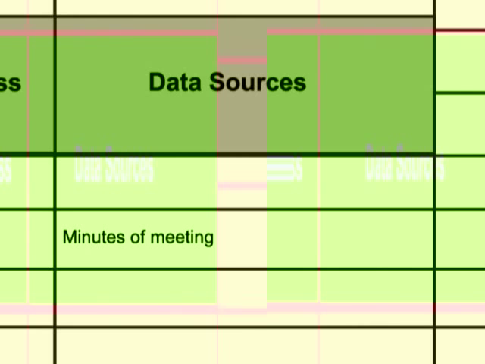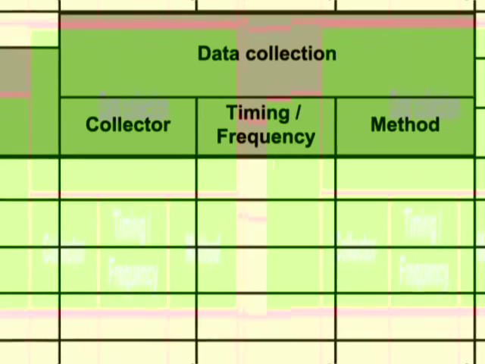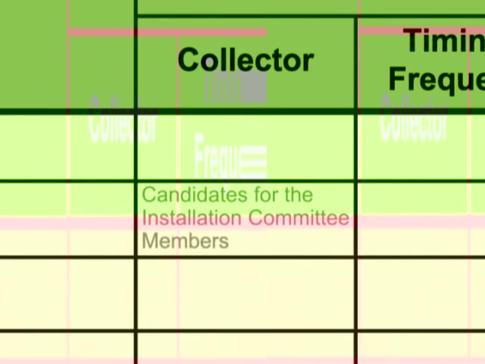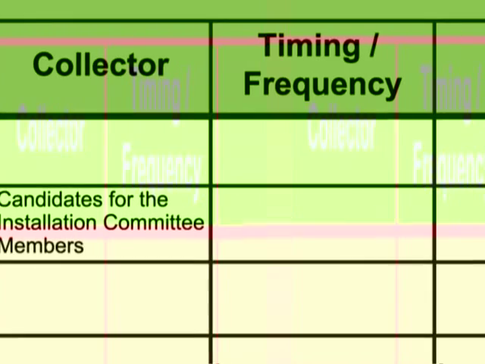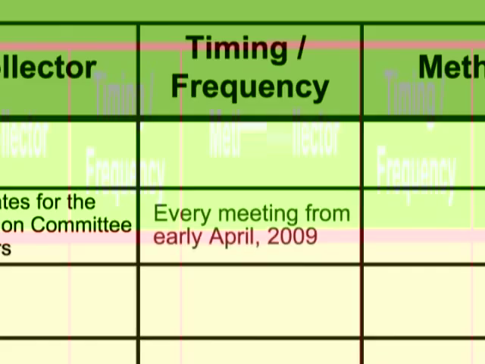Next follows data collection. Let us ask candidates for the installation committee members to be in charge of the minutes of meetings. The preparatory committee will be formed by late April 2009. How about timing and frequency of the data collection as at every meeting from early April 2009?